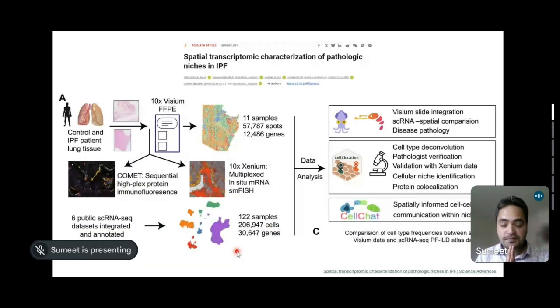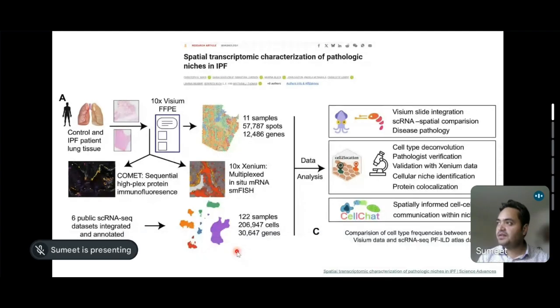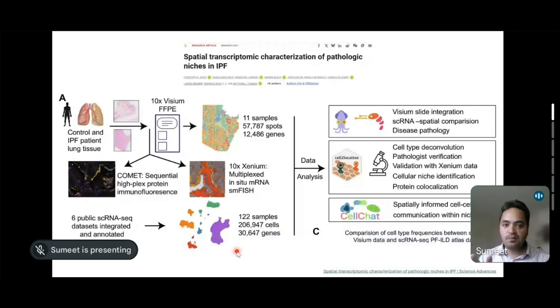So what I want to do now is, because I have given you some idea about what fibrosis is and what are the bigger challenges, what are the missing links in order to connect this, I just want to highlight one paper, which is on spatial transcriptomic characterization of pathological niche within IPF, which is idiopathic pulmonary fibrosis. And what you can see here is that in this study, they have taken the control lung tissue and they have taken the IPF lung tissue, which you can see very clearly here from the histology image.